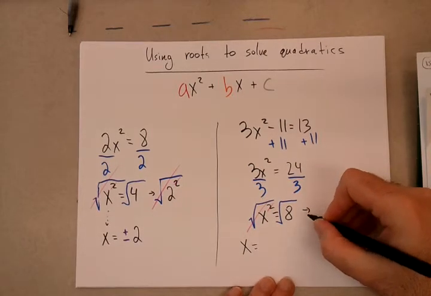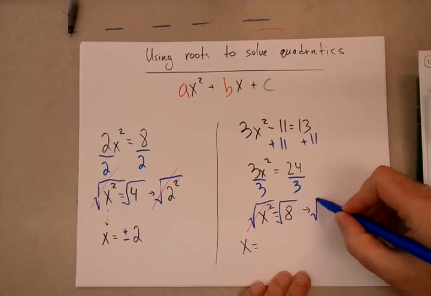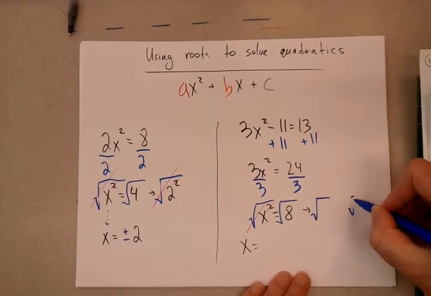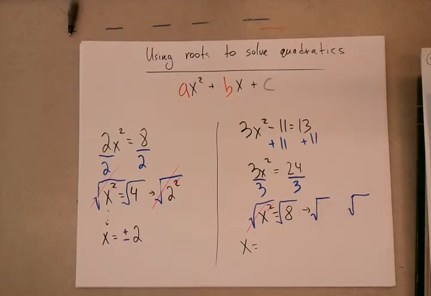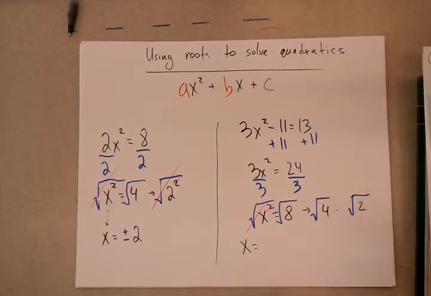Well, you can break down the root of 8 into two separate roots. Root of 4 and root of 2. Now, why did I break it down in such a manner? The root of 2, it's prime. There's nothing I can do about it. It's just going to stay the way it is.